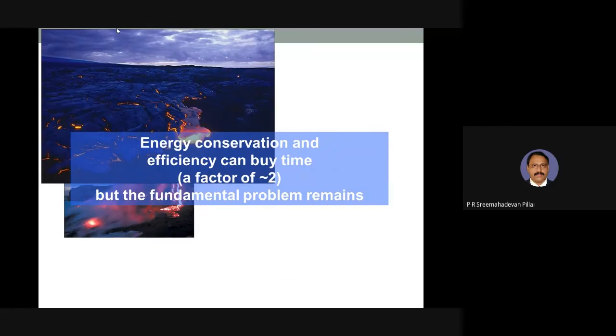Energy conservation efficiency can buy time. Means if you want more efficiency, it can take less time. Okay. If you want more efficiency, especially in some areas, it may consume much time. In solar, that is one best example. Efficiency is very less right now. But maybe over time, it may reach. See the next slide.